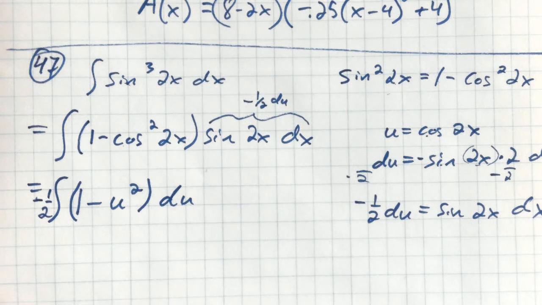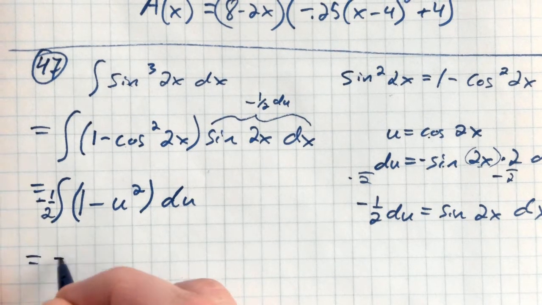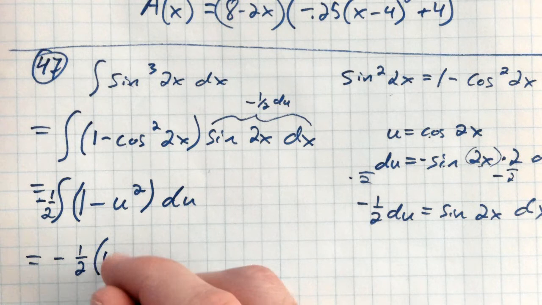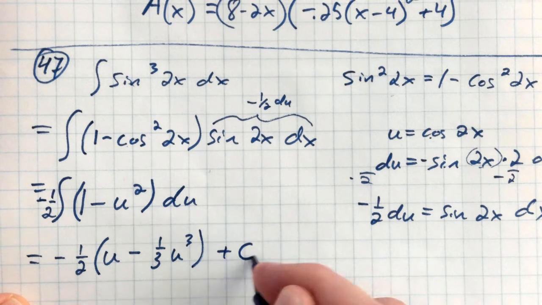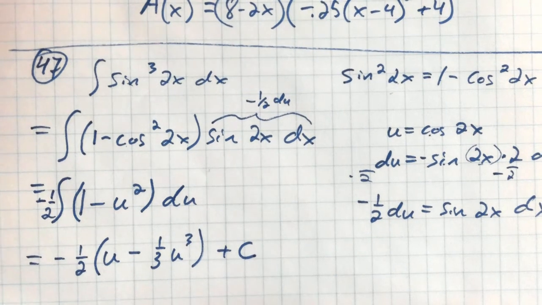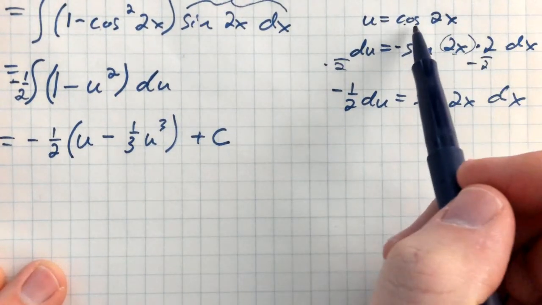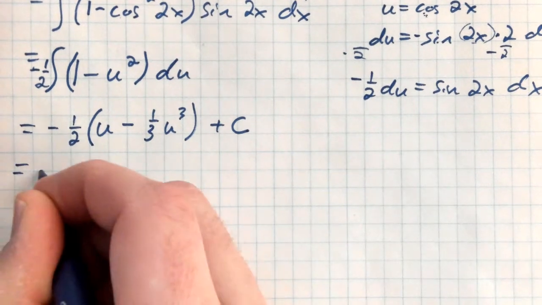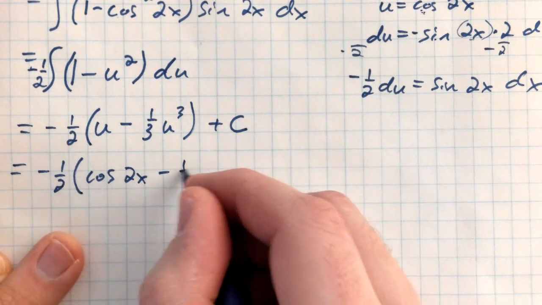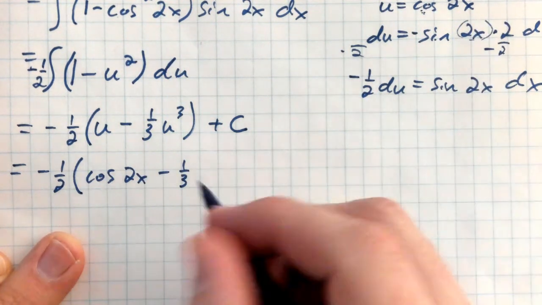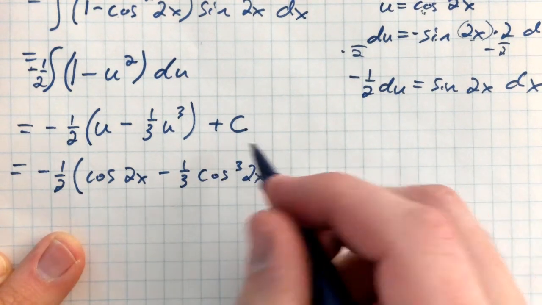Okay, so then at this point it's pretty straightforward to finish because you're just antideriving a polynomial, right? So you'll end up with this negative 1/2 times u minus 1/3 u to the 3rd power plus c. And then in place of u, we just need to get this in terms of x because it started off in terms of x. In place of u, we're going to put cosine of 2x. So I get this. Negative 1/2 cosine of 2x minus 1/3 cosine to the 3rd power of 2x plus c.